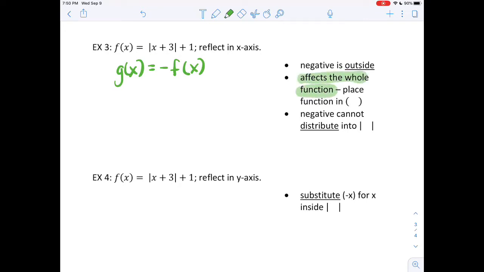And what is our whole function? This right here: absolute value of x plus 3, plus 1. So that means that we need to make that negative affect the entire thing by putting it in parentheses. We have that x plus 3 in the absolute value bars, but we also have that plus 1, and the negative needs to affect both.